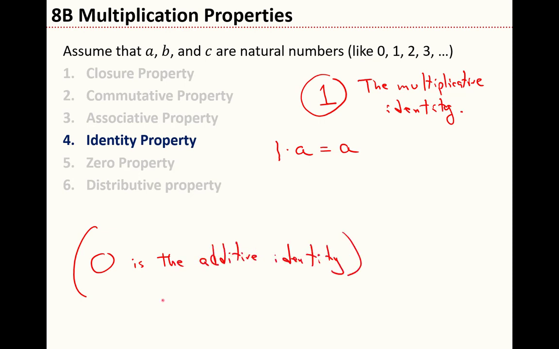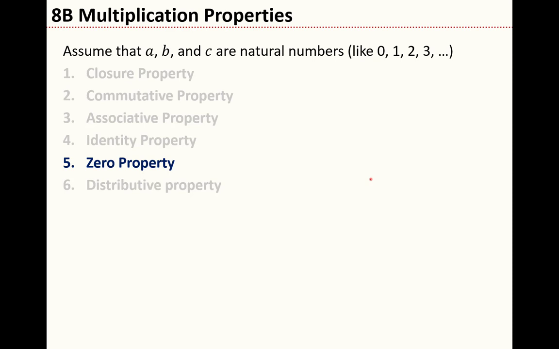And 0 has the property that 0 plus a equals a for any a. So there is a multiplicative identity, 1, and there is an additive identity, 0. But in multiplication, 0 plays a special role. So here is the 0 property in multiplication. 0 times a equals 0 for any a.